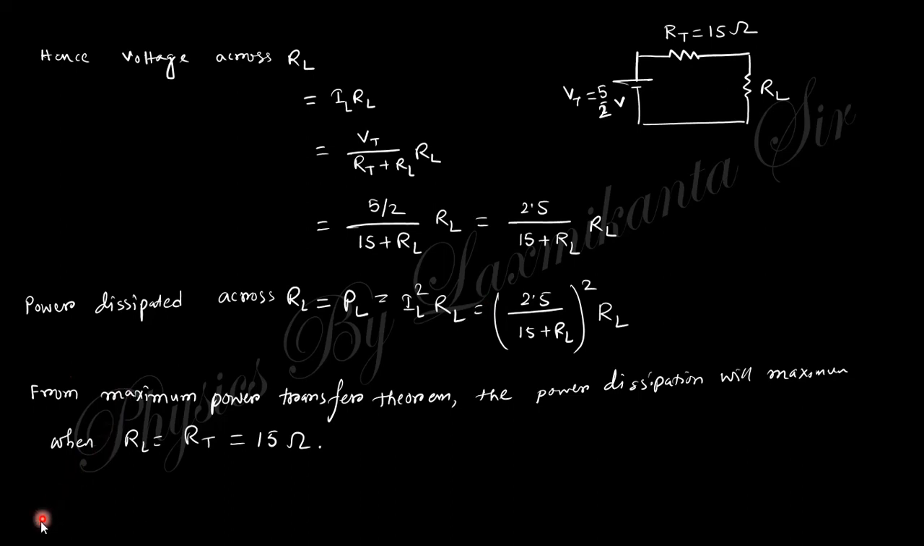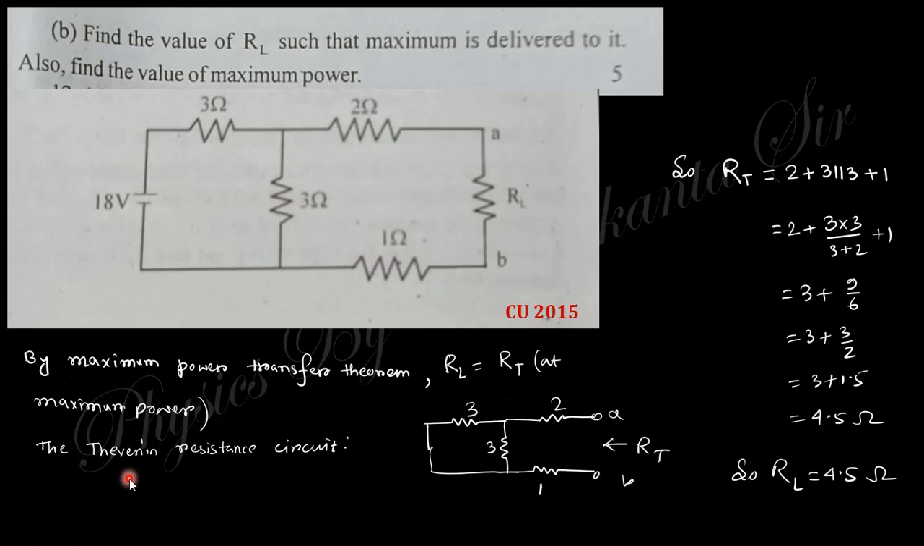Okay, next one. Find the value of RL such that maximum power is delivered to it, and also the value of maximum power. So maximum power is delivered to it means the load resistance will be equal to the internal resistance, which is the Thevenin resistance or Norton resistance. So maximum power transfer when these two are equal, that is the maximum.